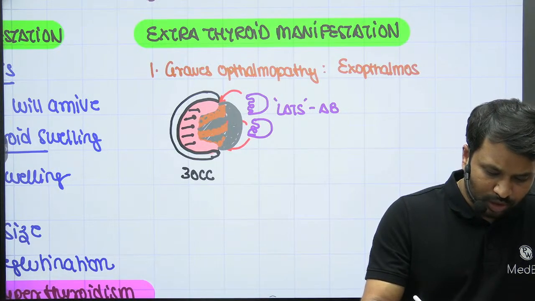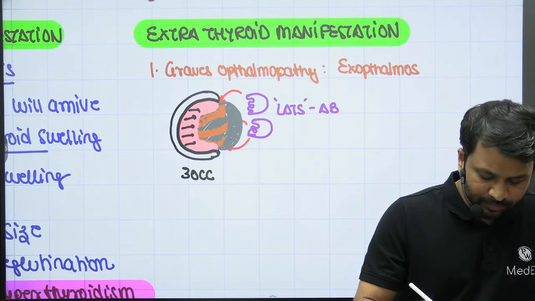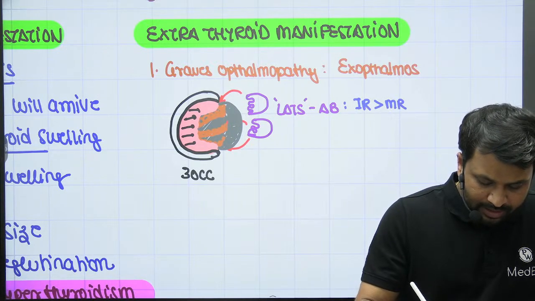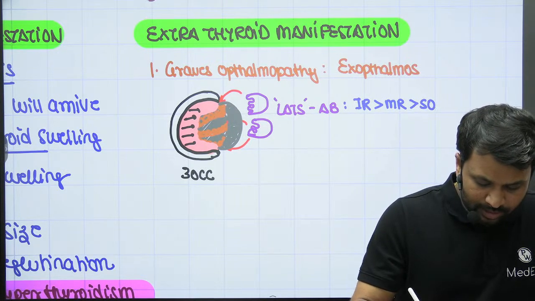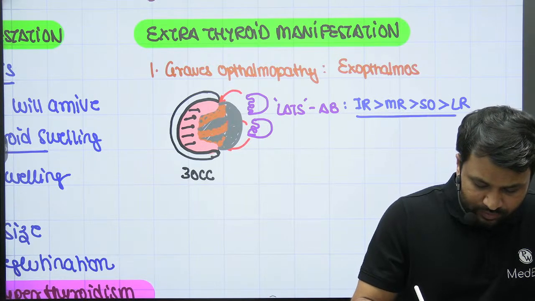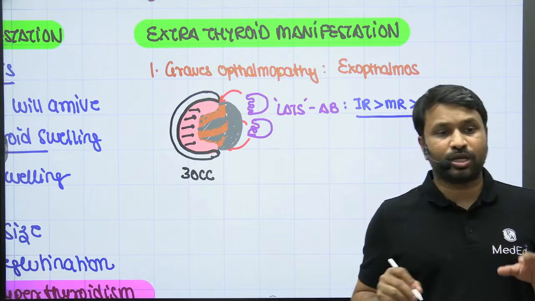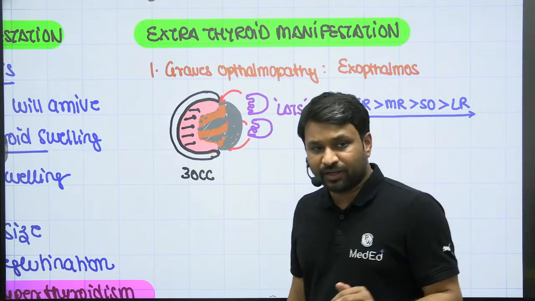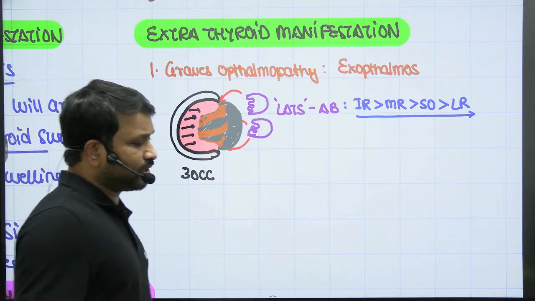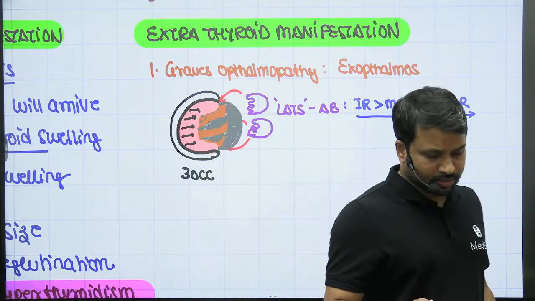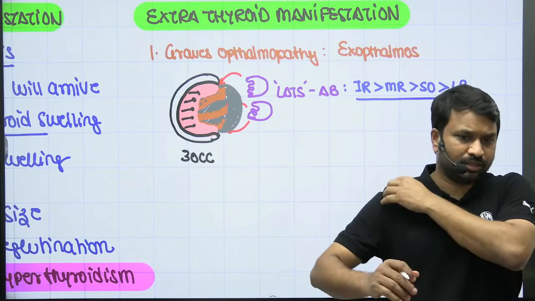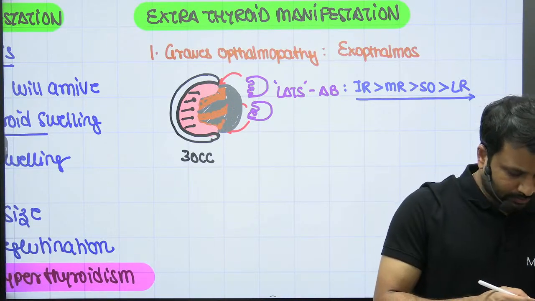They'll ask you which ocular muscles are usually affected. It is going to be the inferior rectus, followed by medial rectus, followed by superior oblique, followed by lateral rectus. So this is the sequence you have to remember: the most common ocular muscle to be involved is the inferior rectus, followed by medial rectus, followed by superior oblique, followed by the lateral rectus group of muscles. So this is Graves' ophthalmopathy.